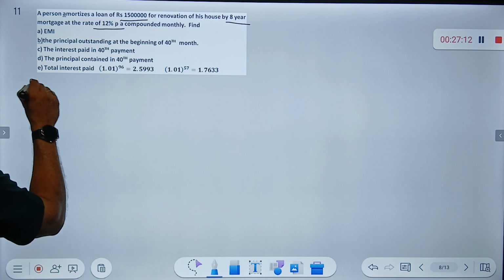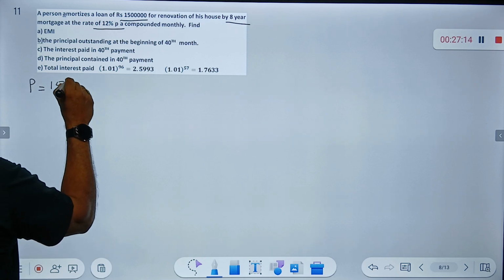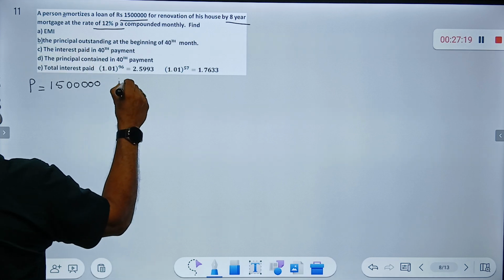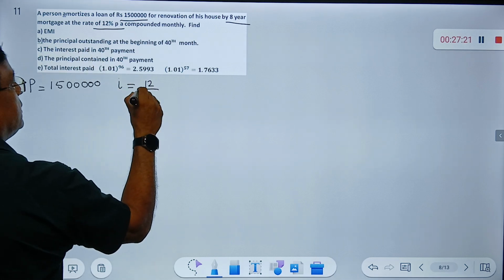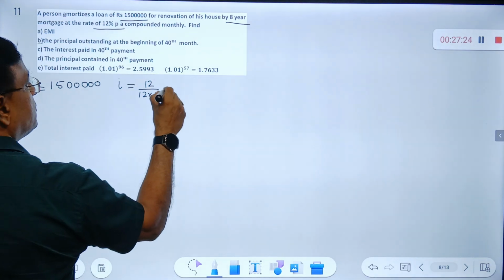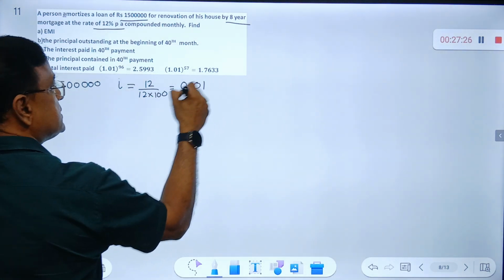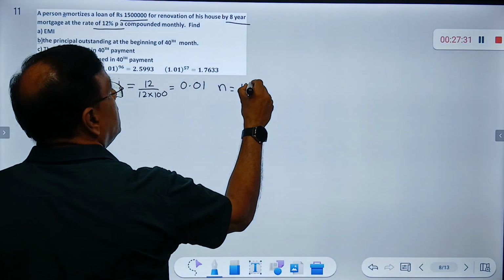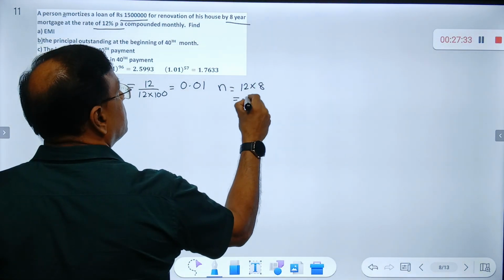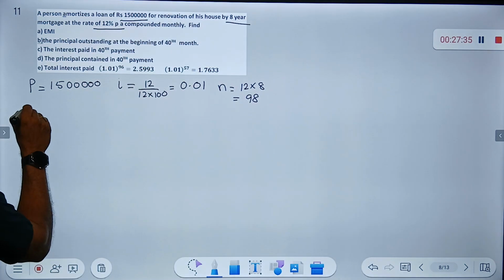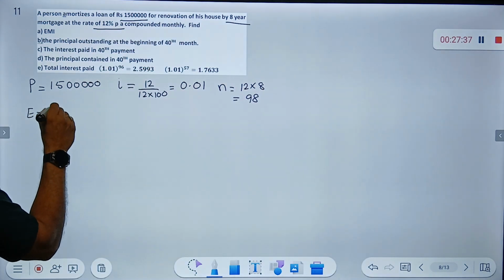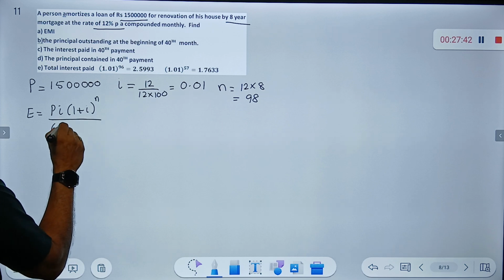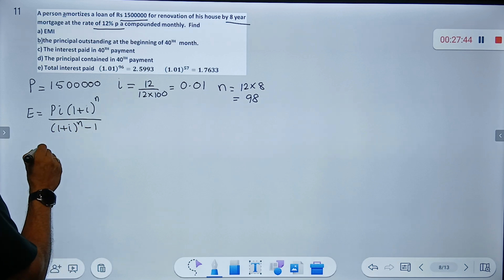So what is my principal? My principal is 15 lakhs. Just make sure you do the calculation. It's very, very important you do the calculation. Here I think it should be relatively easier than the previous problem because my rate of interest is very nice, 0.01. And number of months is 12 into 8, that is 96. Since the power is positive, what is my EMI formula? P into I into (1 plus I) to the power of n divided by (1 plus I) to the power of n minus 1.